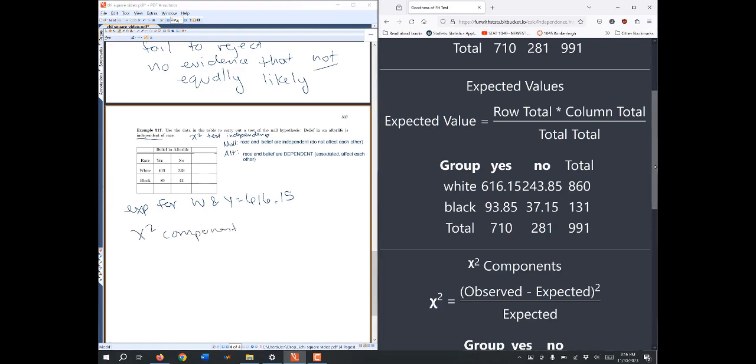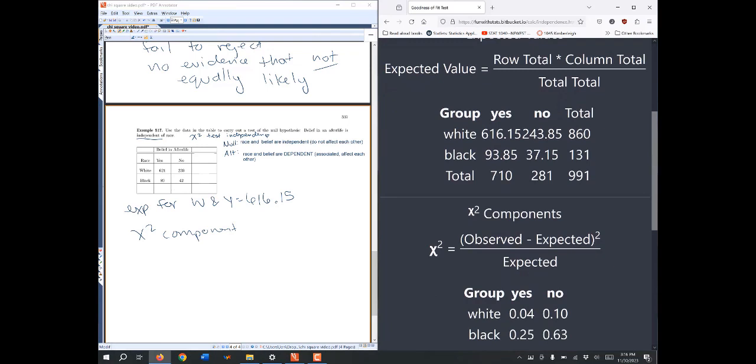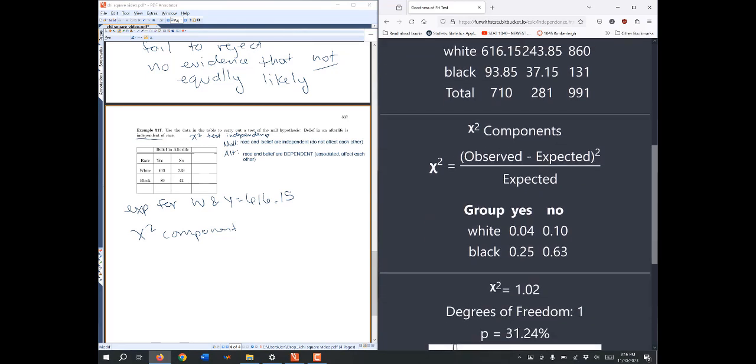So scroll down. One thing you should do, I didn't have totals listed here, but double check that the totals on your expected counts are the same as the data I gave you. That's one way to double check if you put something in wrong. Then the chi-square components are observed minus expected, squared, over expected. I could tell you for white and yes, it is 0.04.